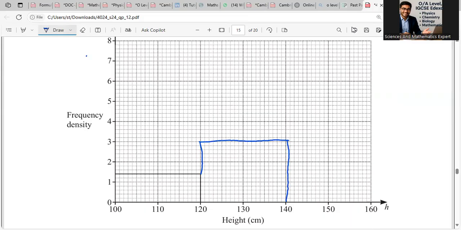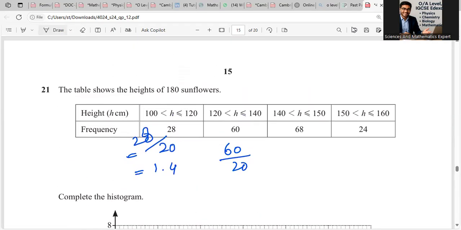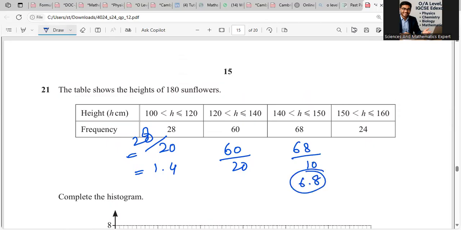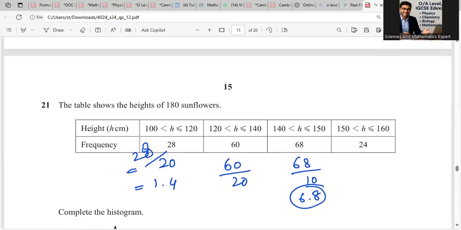After that, he is saying go to the next one. 140 to 150 is 68, so it will be taken 68 over 10, then it is 6.8. Okay, let's check where 6.8 is. It is 6, 0.2, 0.4, 0.6, 0.8. For this one, it should be taken in this format coming down towards 150.